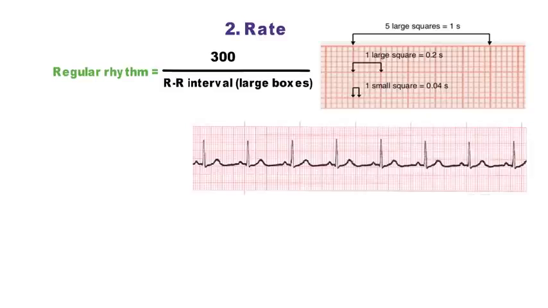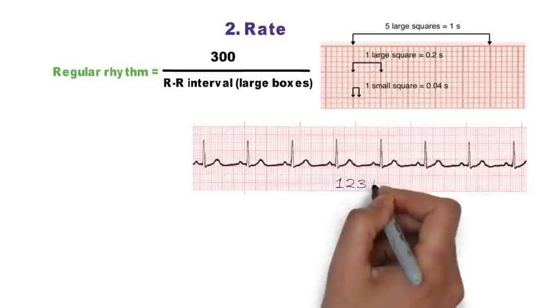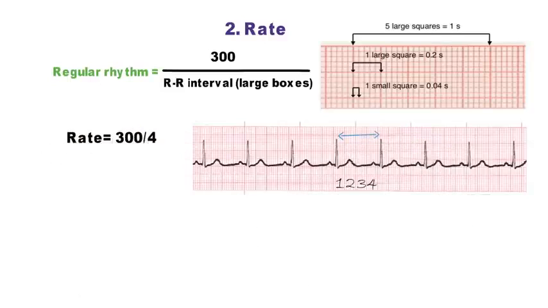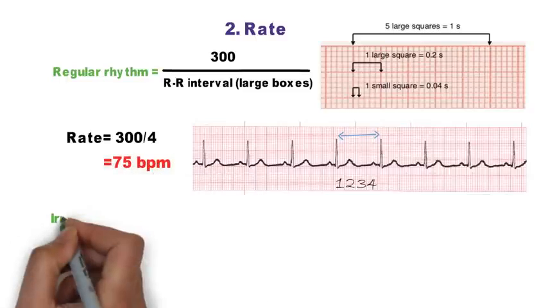Now in this normal sinus rhythm ECG, there are 4 large boxes between RR interval. So the rate will be 300 divided by 4. That comes out to be 75 beats per minute.